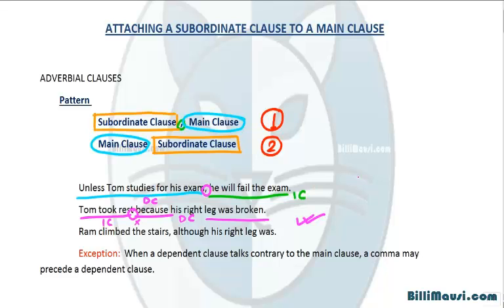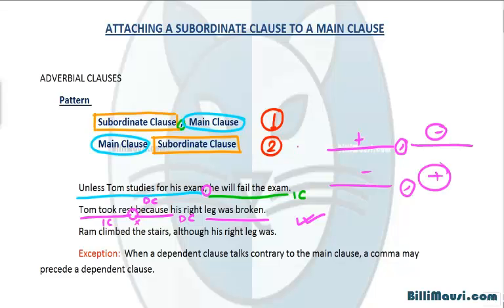All said and done, there is still a small exception which you need to understand. This exception depends on the tone of the sentence. Suppose you have a positive tone followed by a negative tone, or a negative tone followed by a positive tone, then you need to put a comma. This is in reference to the second pattern. I'll illustrate it better with an example.